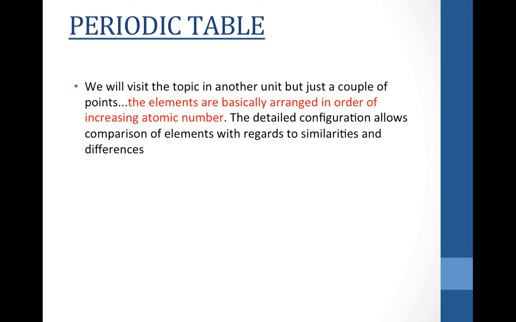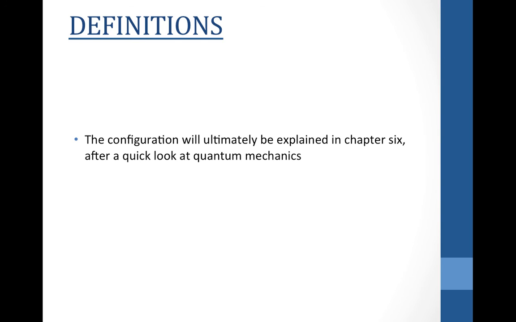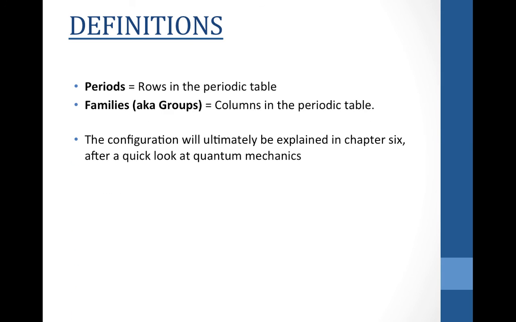We will visit the topic in another unit, but just a couple of points about the periodic table. The elements are basically arranged in order of increasing atomic number. The detailed configuration allows comparison of elements with regard to similarities and differences. The configuration will ultimately be explained in a future chapter after a quick look at quantum mechanics. Periods are rows of the periodic table. Families, also known as groups, are columns. The end.